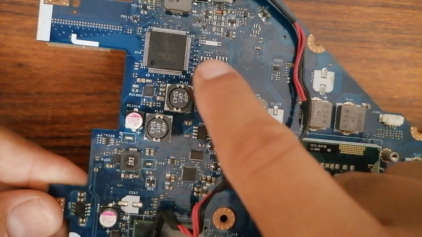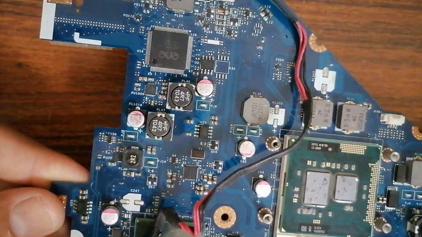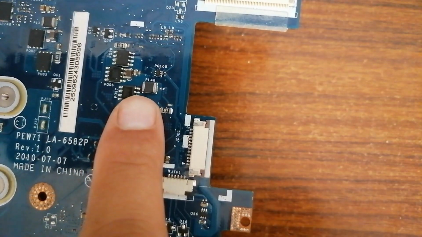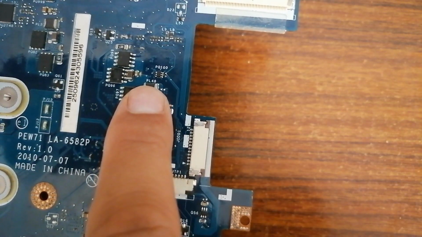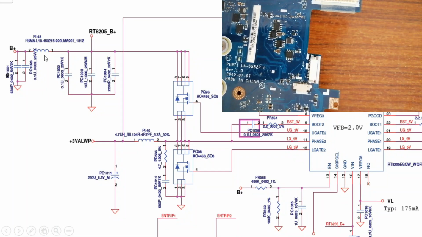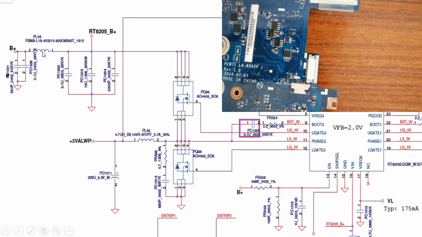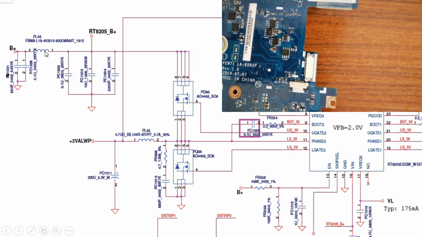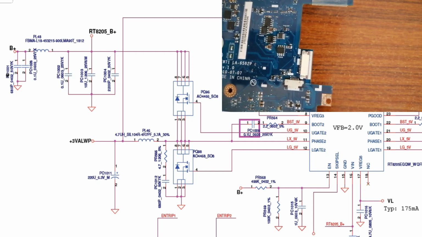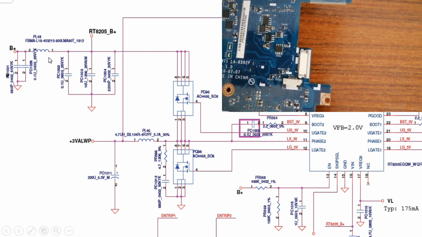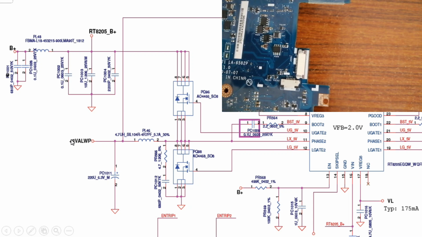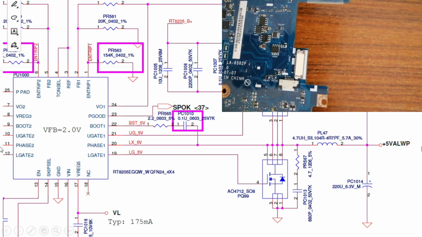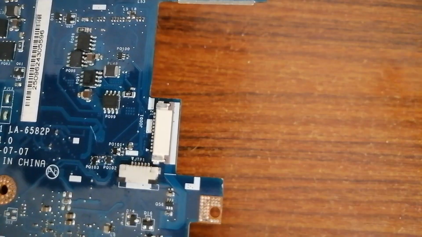So we have the 3 volt 5 volt circuit. In the back of the motherboard we have this inductor PL48, as we have in the schematic PL48. We have to find here 19 volt. Without this 19 volt here, we will not get plus 3 volt always and plus 5 volt always. So let's check.